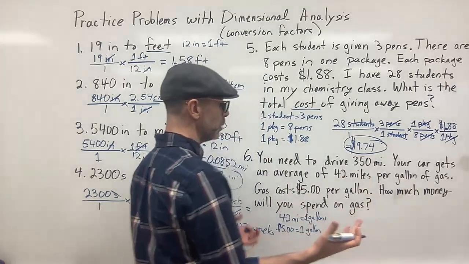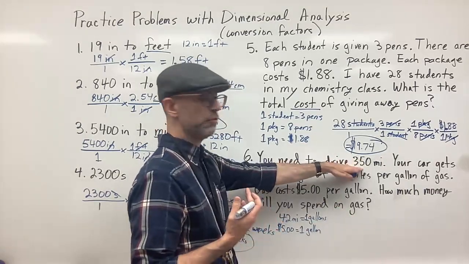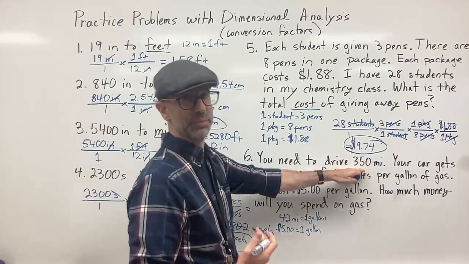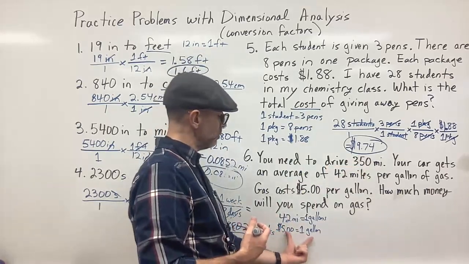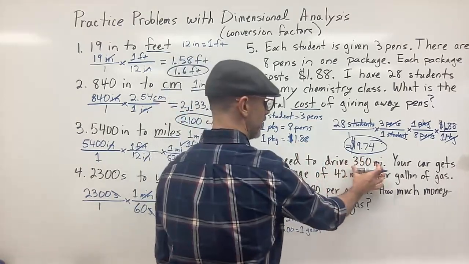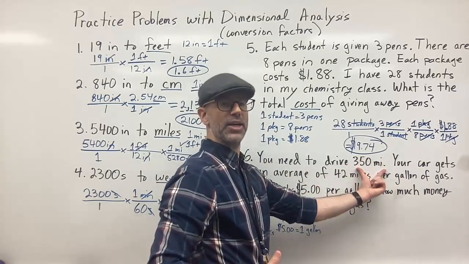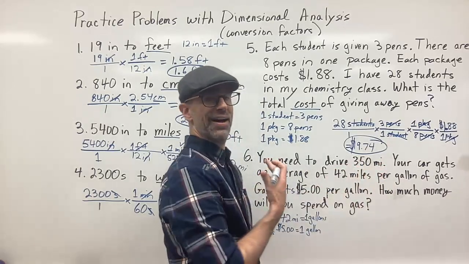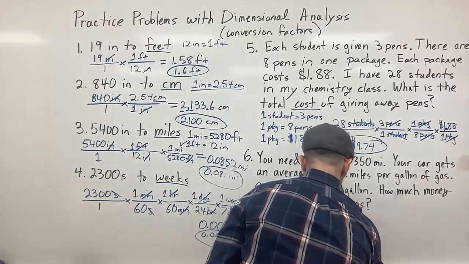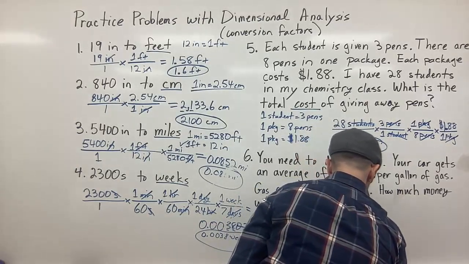Well, where are we going to begin? Well, it's not in the question, but look at this other piece of information they gave us. We're driving 350 miles. That's where we need to begin, right? You're not going to begin with your conversion factors. That's going to help you get to your ending. So this number, this piece of information that's by itself is given to you, and that's where you're going to begin. So we start with 350 miles over 1.